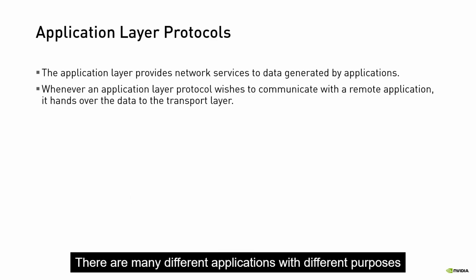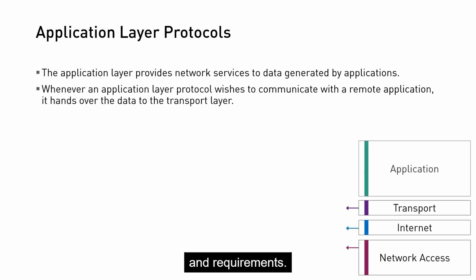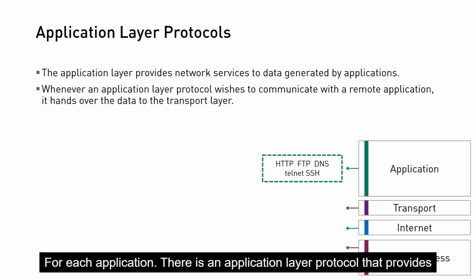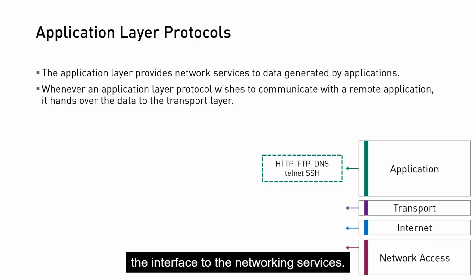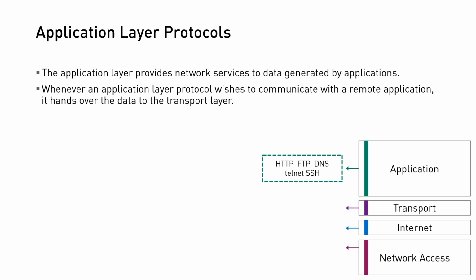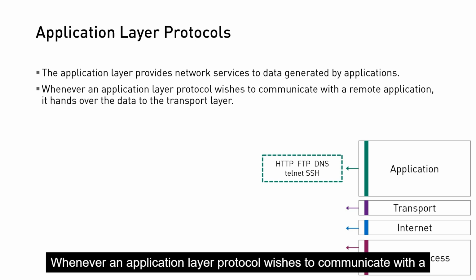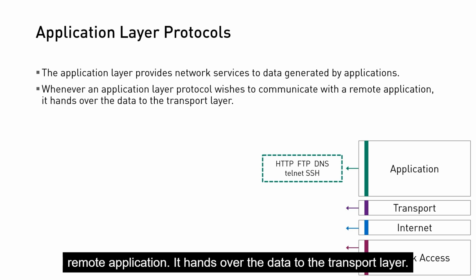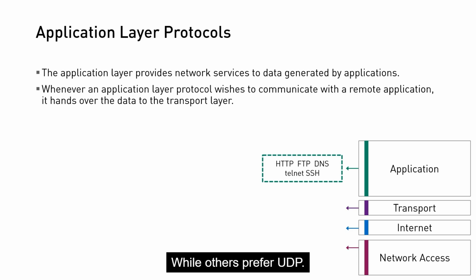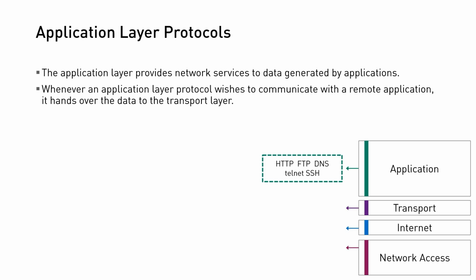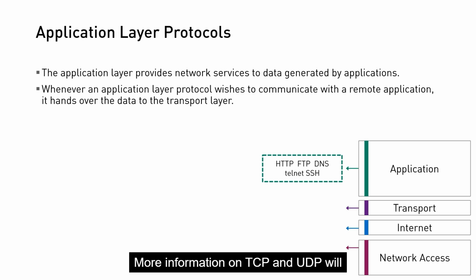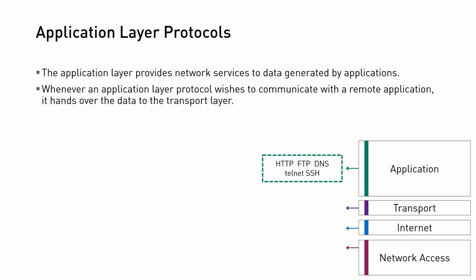There are many different applications with different purposes and requirements. For each application, there is an application layer protocol that provides the interface to the networking services. Whenever an application layer protocol wishes to communicate with a remote application, it hands over the data to the transport layer. Some application layer protocols use TCP as the transport layer, while others prefer UDP. More information on TCP and UDP will be provided in the next section.